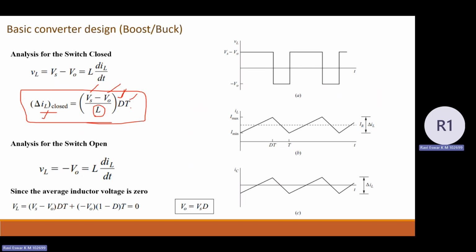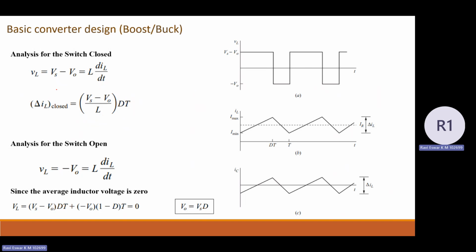1 by T is the switching frequency. If they give the switching frequency, you can directly calculate T, or else you send this T to the denominator, as in the equation we have seen. You can calculate the unknown value of L. So this is how you decide the value of L required to maintain the particular value of inductor current ripple. This is how you need to design the inductor value.